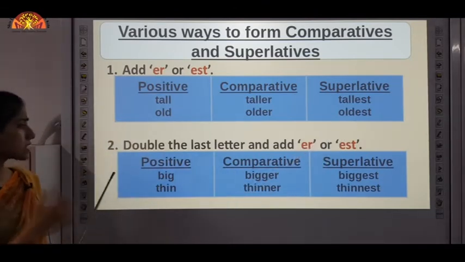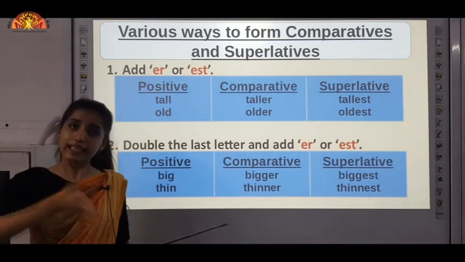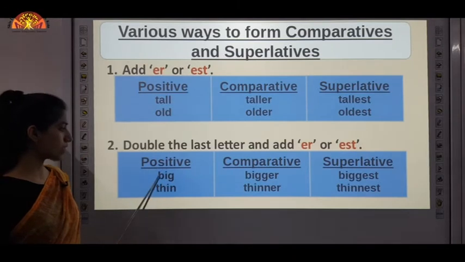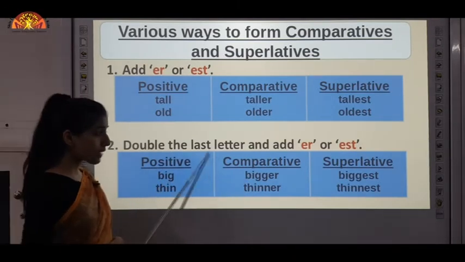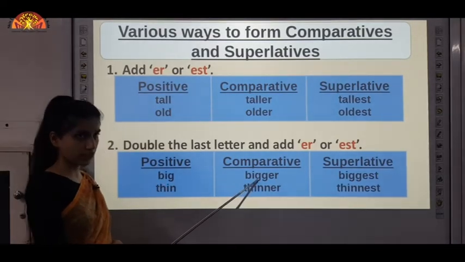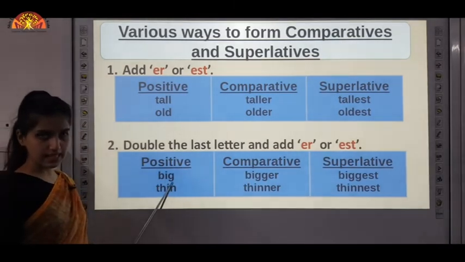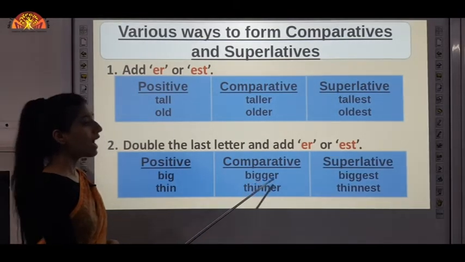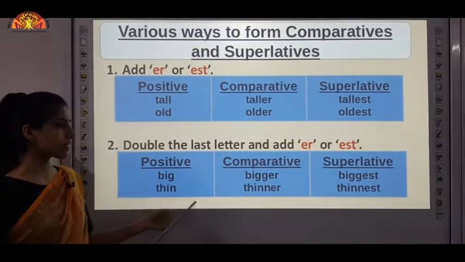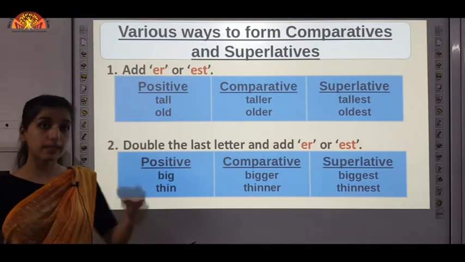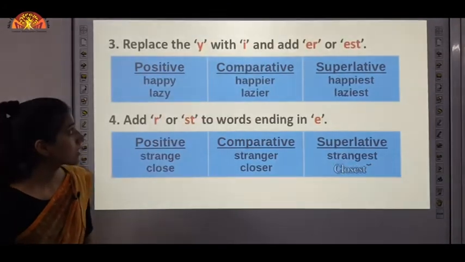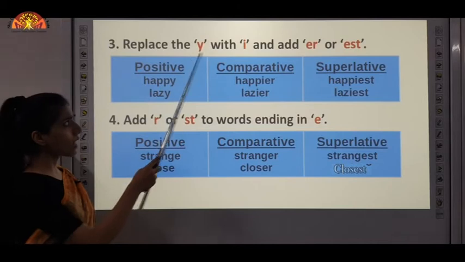Now the second way is to double the last letter and add er and est. You can see over here the word is big. To make the comparative degree of this word big, I am doubling the last letter, that is G, like B-I-G, G is the last letter. So I am doubling the G over here and putting er. Some comparatives and superlatives are formed like this, by doubling the last letter and adding er and est.